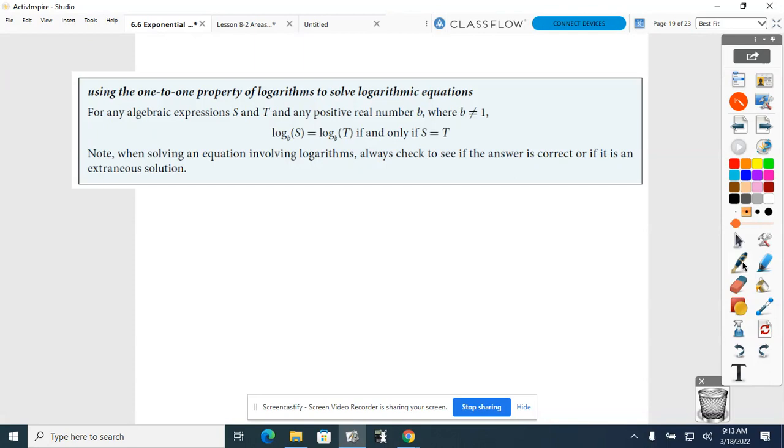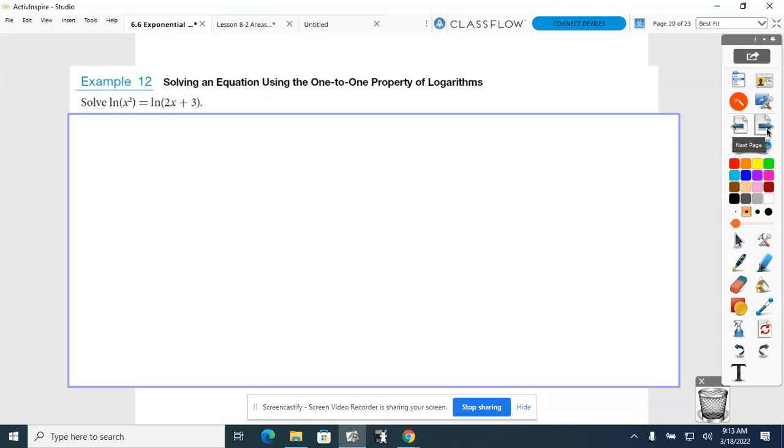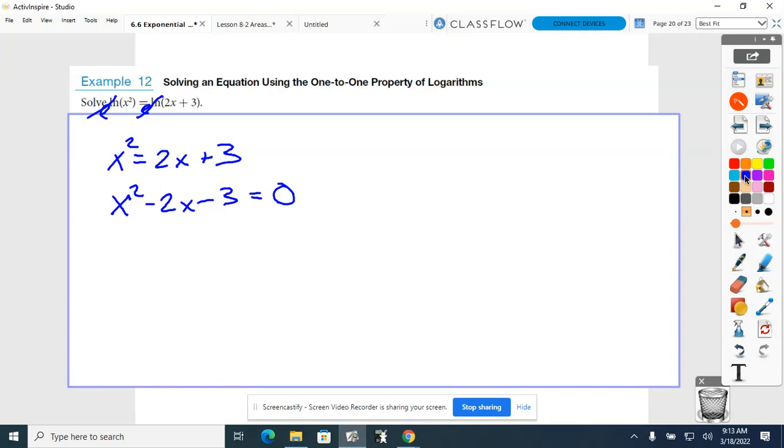I think this is the last strategy. If you can get a log with the same base on the same side, then you can cancel those out. So if I have ln of this equals ln of that, I basically raise both sides to the e, and they're both gone. I just get x squared equals 2x plus 3. Whatever I pull out of there, then I need to solve that. This one's a quadratic, so I'm going to get it equal to 0 because that's how we solve quadratics. And be careful, because remember it's a log, there might be extraneous solutions.